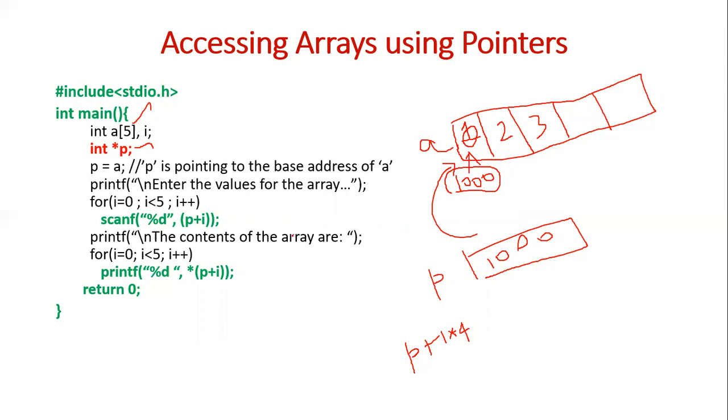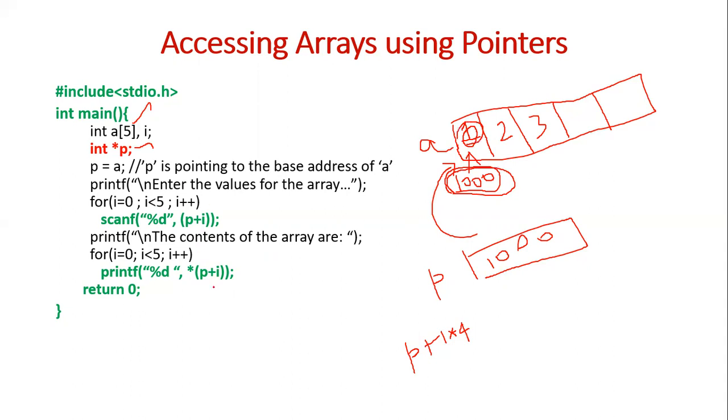Then we should display the contents of the array. For displaying the content of the array, we use star. Okay, so we use another for loop. For I is equal to 0, I less than 5, I plus plus, printf percentage d, star p plus I. So again, I starts with 0. So p plus I means I is 0. So it is 1000 plus 0 is 1000. So star 1000 is value at 1000. Value at 1000 is whatever this value 1, it will display.